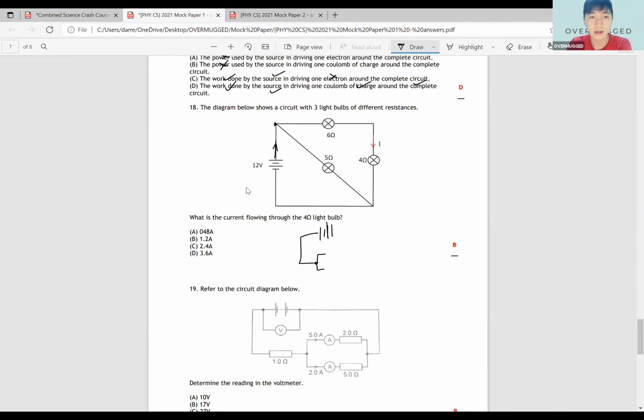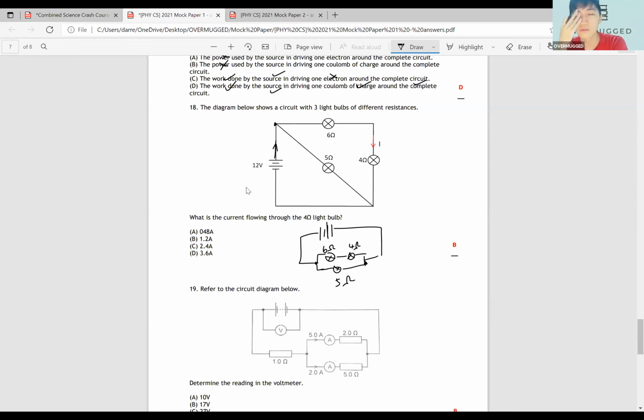If I take the upper lane, what do I see? I'll see this and this, 6 ohm and 4 ohm. Then after that, I join back. Then if I take the lower path, it goes through one light bulb that is 5 ohm. So this is technically my circuit.